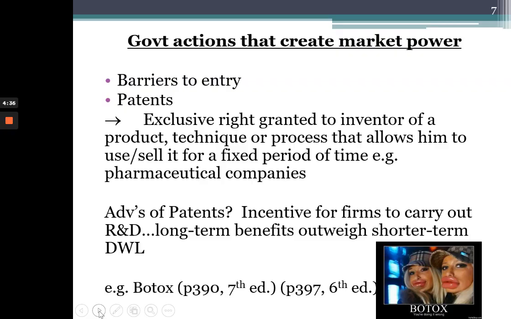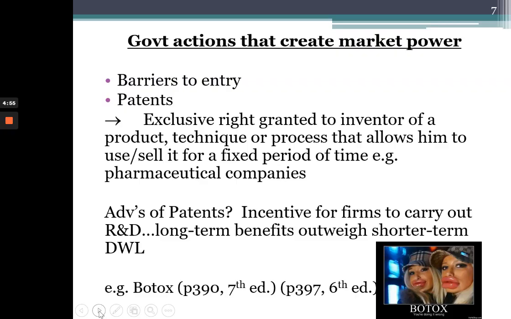And the reason for this is so that there's an incentive to create such technology or such a drug. So it may cost a firm millions of dollars on research and development to discover a new technology or a new drug, and they may never discover it. So the incentive for doing so are potentially large profits that can be made.